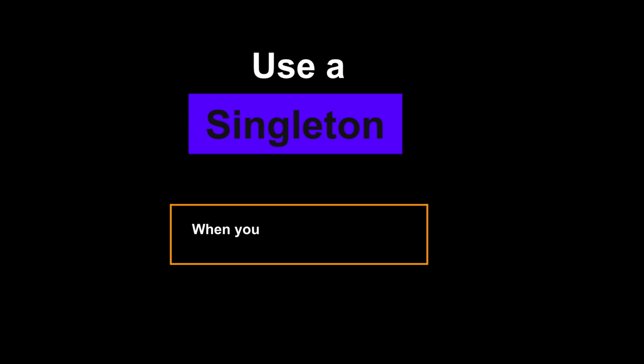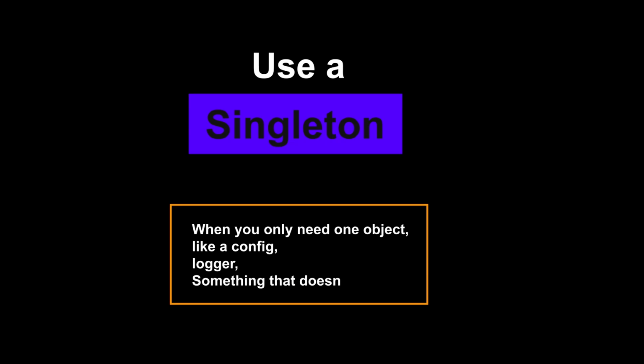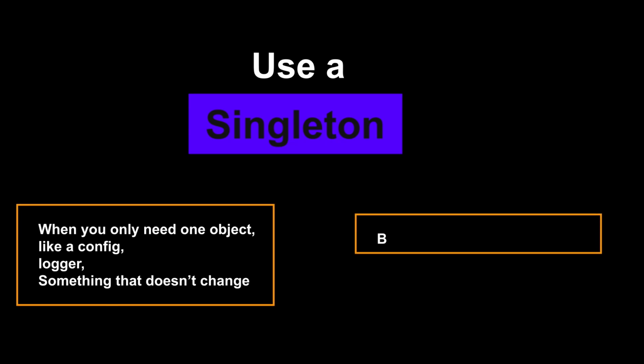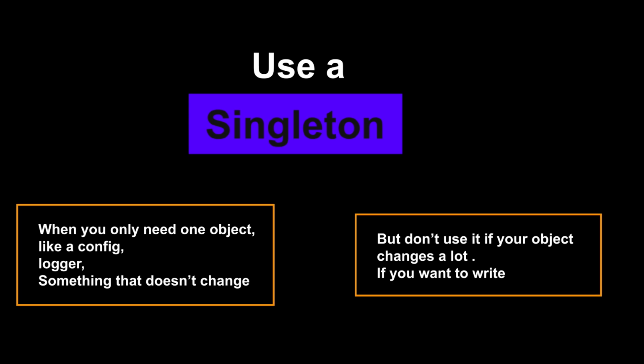So when do you use Singleton? You use Singleton when you need only one object, like a config, logger, or something that doesn't change, but you don't use it for objects that change a lot, or if you want to write clean tests.